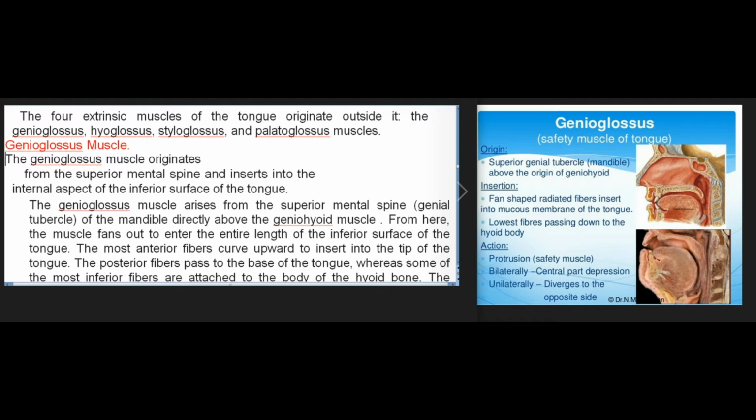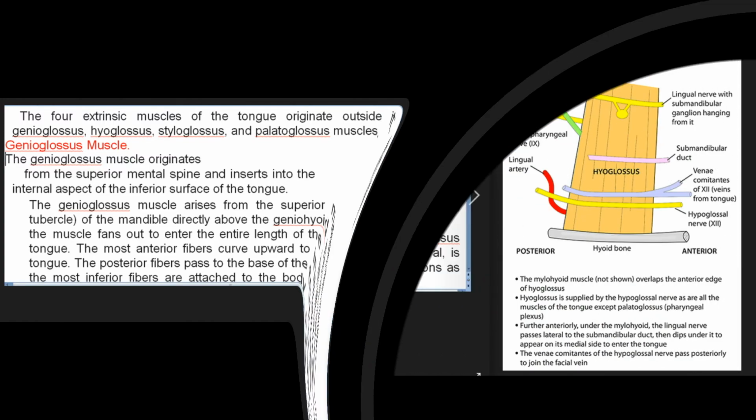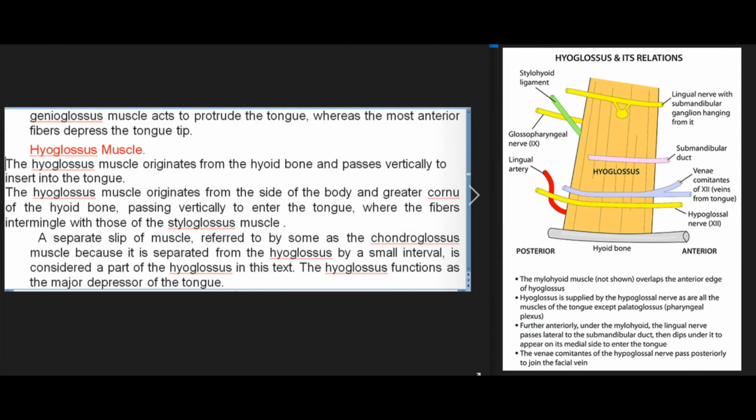The posterior fibers pass to the base of the tongue, whereas some of the most inferior fibers are attached to the body of the hyoid bone. The genioglossus muscle acts to protrude the tongue, whereas the most anterior fibers depress the tongue tip.